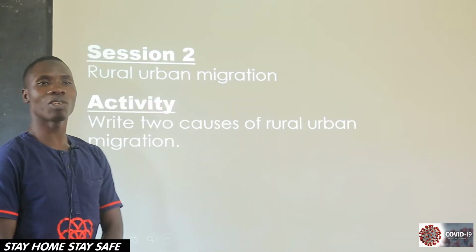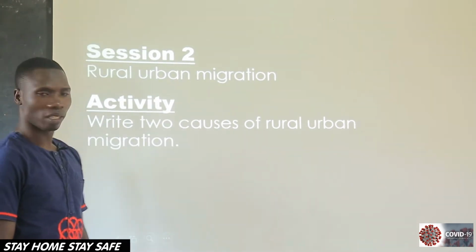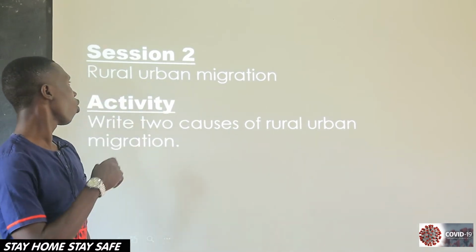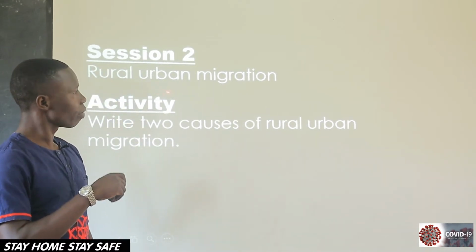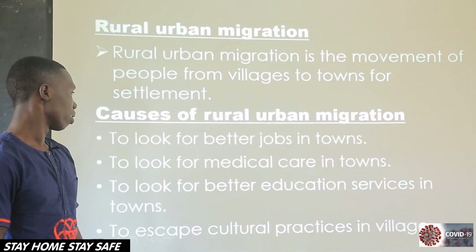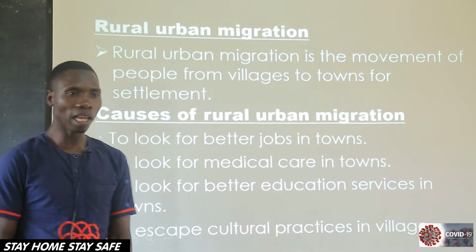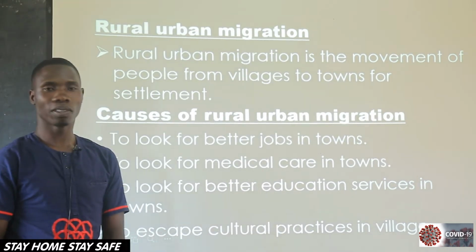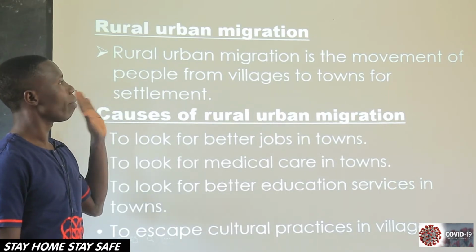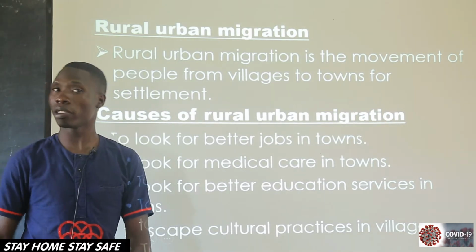Now, what do we have in session number 2? We have rural-urban migration. Friends, we have to know the meaning. What is rural-urban migration? Movement of people from villages to towns for settlement. Wow. I have a very wonderful class where all children participate even when I cannot physically see them. Now, here we have the meaning. Rural-urban migration is the movement of people from villages to towns for settlement.